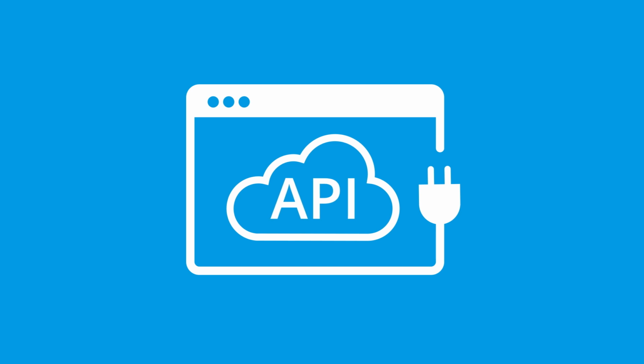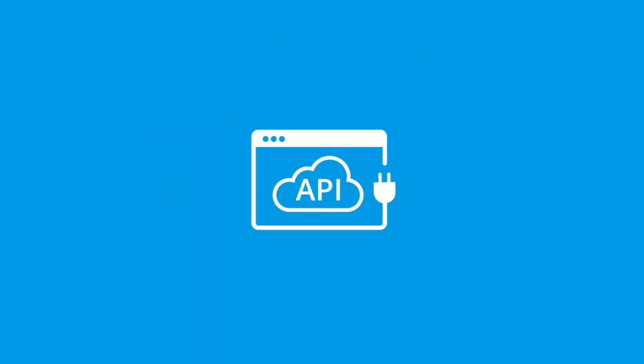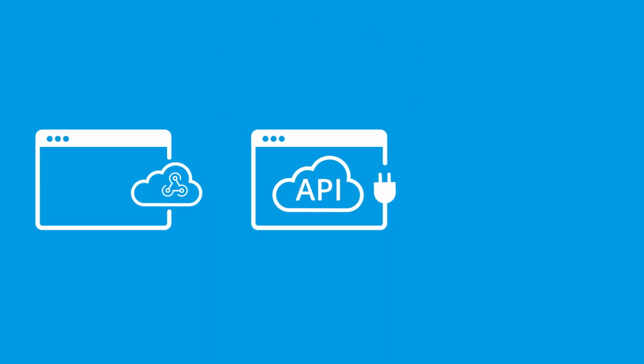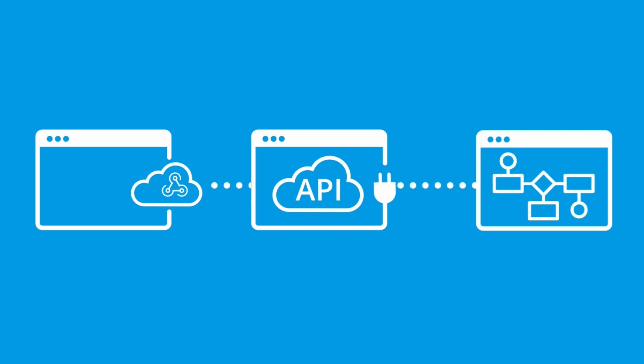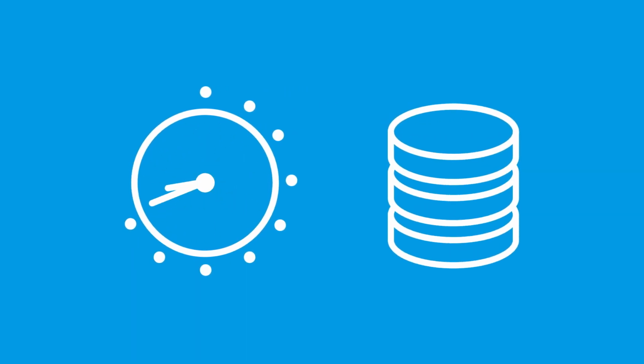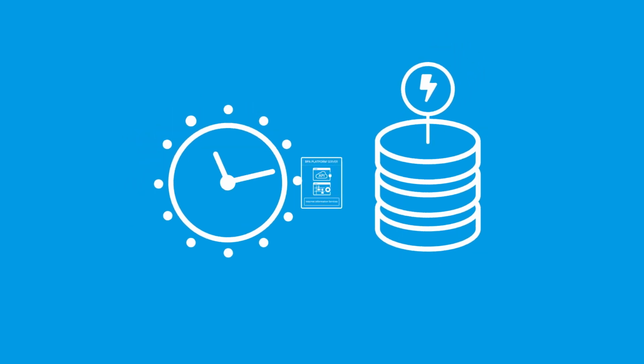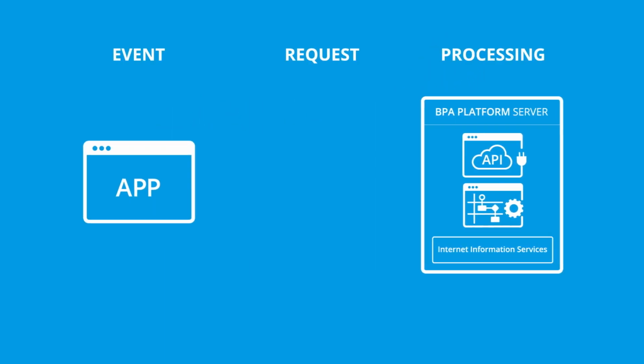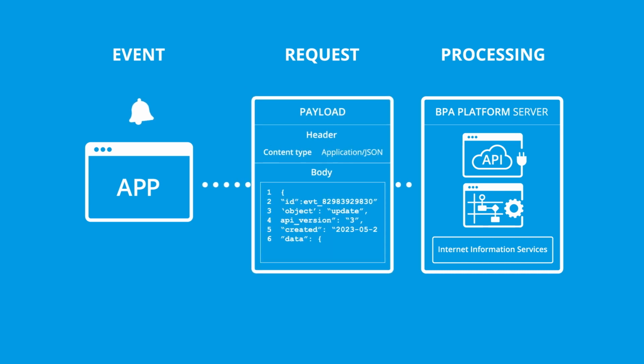In this video, we will demonstrate how the BPA Platform API can be used with cloud-based applications to trigger further business processes. In addition to our other methods to initiate a business process, such as scheduling or database triggers, the BPA Platform API can be used when event-based data is shared by applications in the form of webhooks.